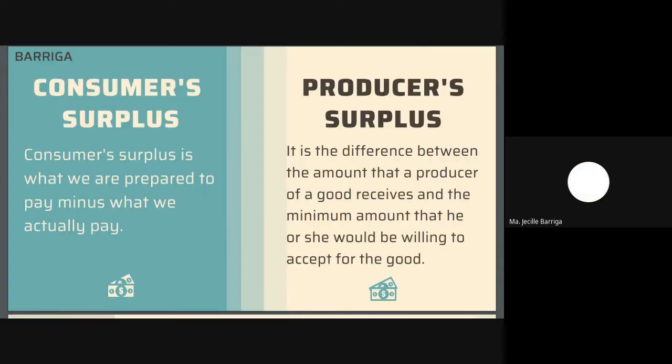Okay, so good afternoon. I am Maria Giselle Barriga, and for this part, we will differentiate consumer surplus and producer surplus. So, consumer surplus is what we are prepared to pay minus what we actually pay. It is one way to determine the total benefit that consumers receive from their goods and services. If a consumer is willing to pay more for an item than the current asking price, they are theoretically receiving an additional benefit by purchasing the item at that price. If the price was their maximum willingness to pay, theoretically they would get less benefit from the purchased product.